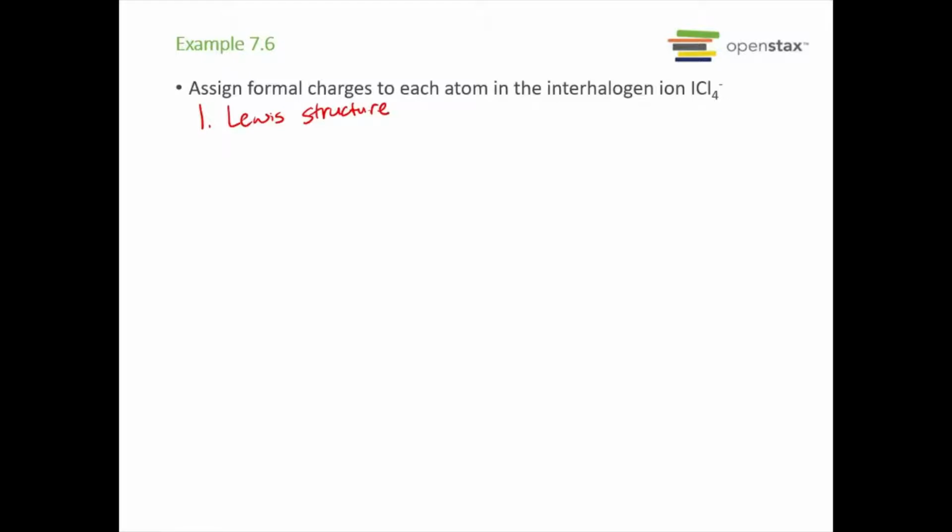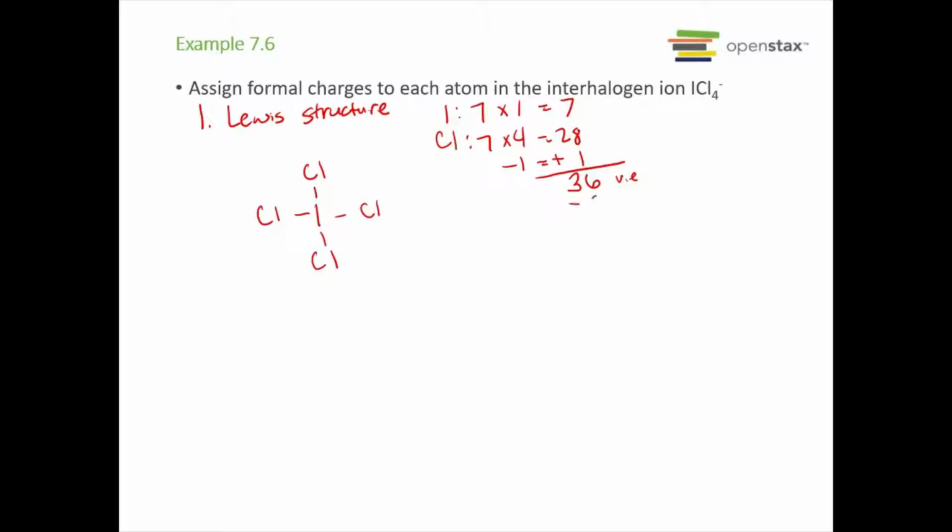So let's get our valence electrons. Iodine has 7, and chlorine also has 7, and we have 4 of them. And we have a -1 charge, so we need to add an electron on. So now we have a total of 36 electrons. We're going to have iodine in the center, chlorine around it. Start with all of our single bonds, 8. Now we have 28 electrons.